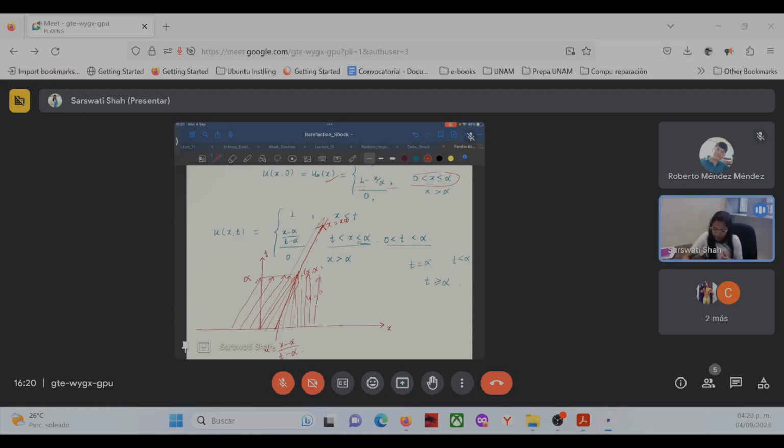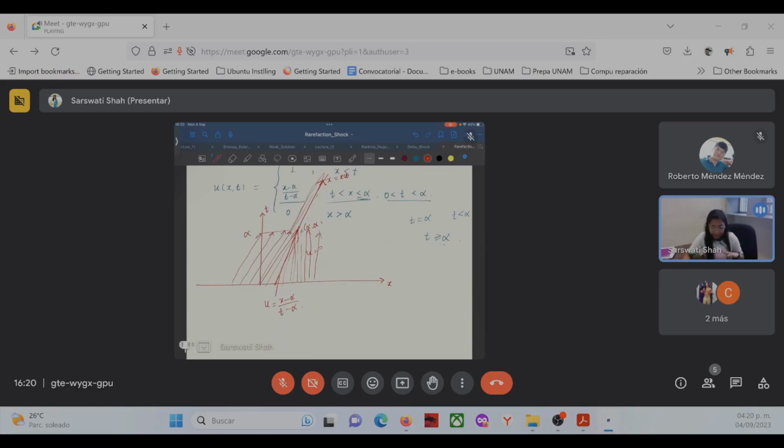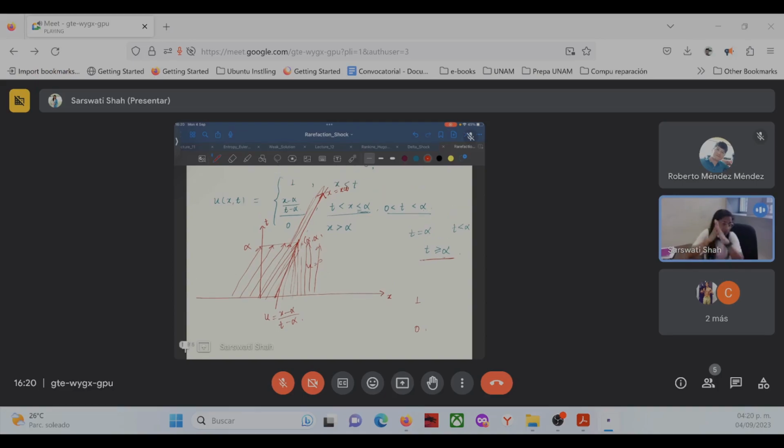Now the solution will be either 1 or 0 unless they collapse again. But here we only have one collapse point. So after this point, the solution is going to be 1 or 0. So we have two cases: the one case when t is less than alpha and the other case when t is greater than or equals to alpha. In the case t is greater than or equals to alpha, the solution will be either 1 or 0. This region will not be coming. Now how will that region be computed? How will you define that line, before which the solution is 1 and after which the solution is 0?